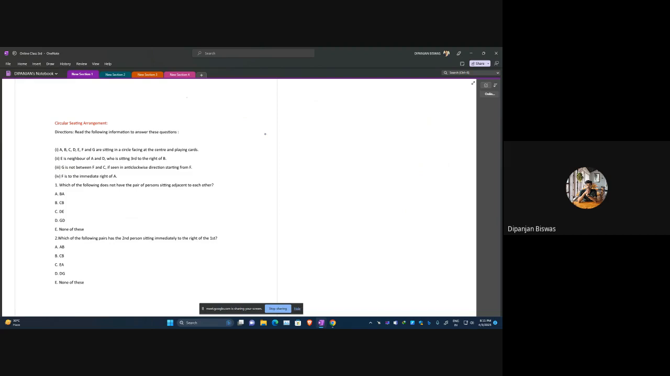So read the first question, everyone. It is said A, B, C, D, E, F, G. So G is 7. As you can see, 7 people are sitting in the circular seating arrangement facing the center. So let us draw 7 people sitting arrangement here. 1, 2, 3, 4, 5, 6, 7. I'm drawing 2 possibilities just in case. So 7 people sitting arrangement is here.